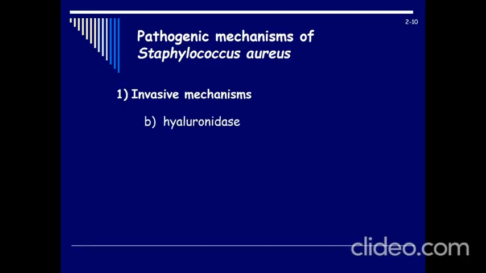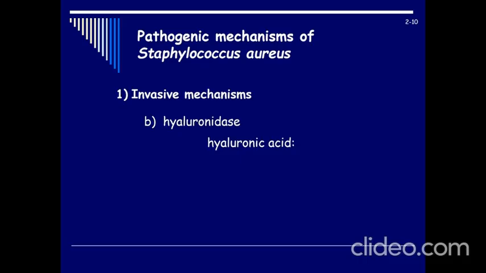The next on the list is hyaluronidase. Now, hyaluronic acid is the major component that makes up the matrix between cells. Kind of binds things together. It's the glue that binds things together. So there's very high concentrations of it in connective tissue. It's a thick, viscous substance.